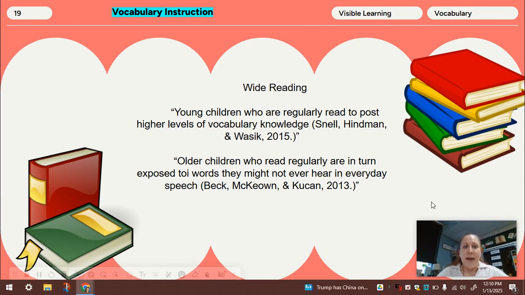All right, another one for vocabulary instruction that we all know is wide reading. So young children who are regularly read to have higher levels of vocabulary knowledge, and older children who regularly read are exposed to words that they may not hear in everyday speech. So I just gave you 2 quotes here because this is something that we all know, but it's a good reminder that giving students a wide variety of reading materials and supporting that vocabulary instruction is really going to be important.